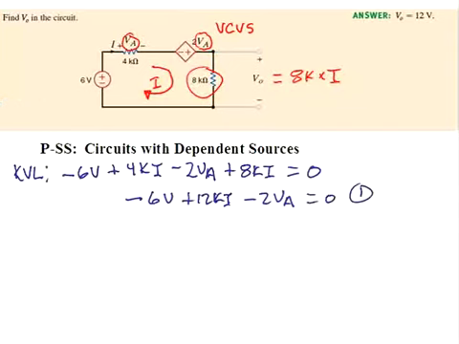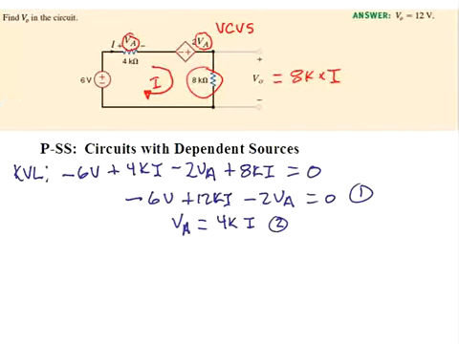Now we need a relationship between the control parameter for the dependent source V sub A and our loop current. V sub A is developed across a resistor, so we can use Ohm's law to say that V sub A is equal to 4K times the loop current I. Call that equation 2. So we have these two equations to solve for the two unknowns.